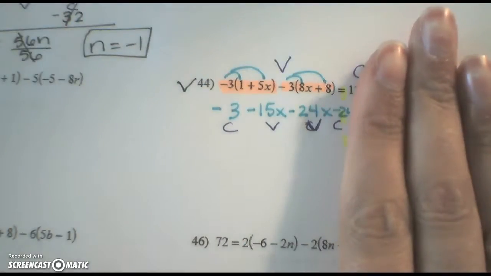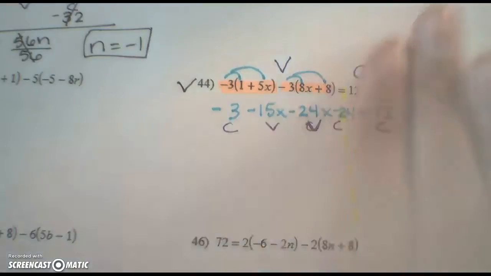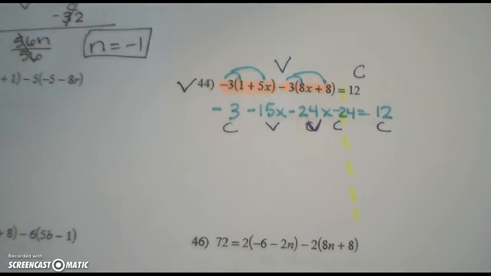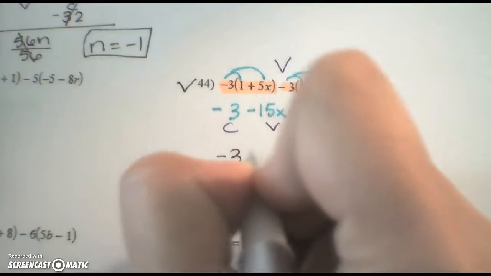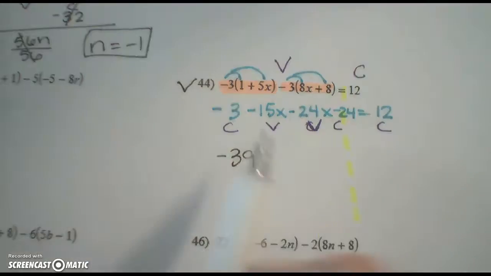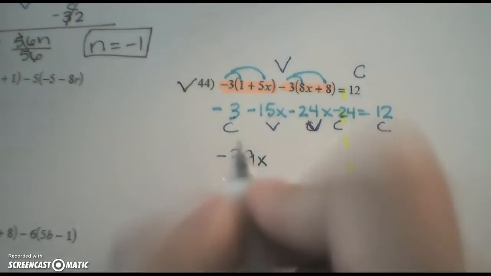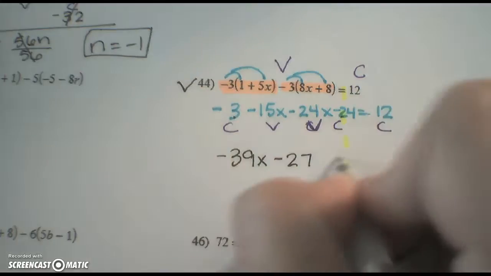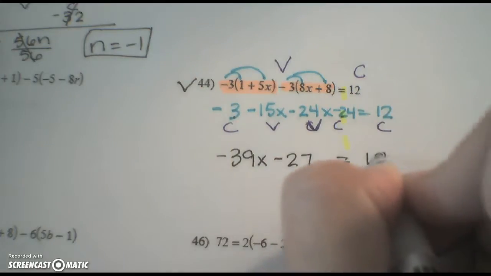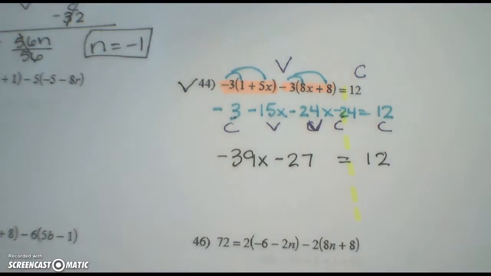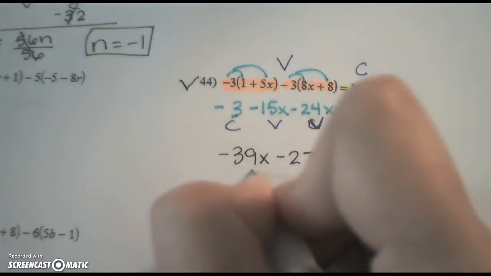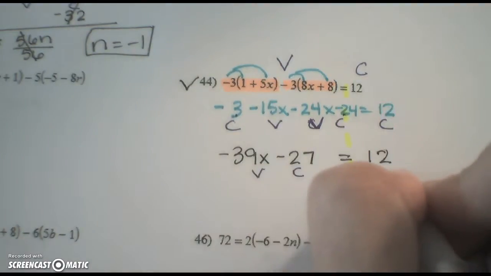Okay, and then let's combine like terms. So we've got our variables. If we add those together, we've got negative 15, negative 24, that's negative 39x. And then negative 3 constant and negative 24 constant is negative 27. And then let's check. Variable, constant, constant.